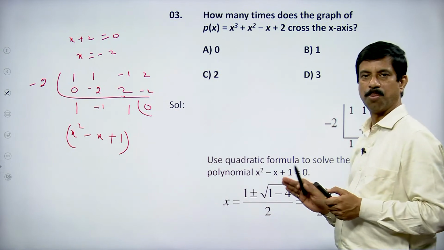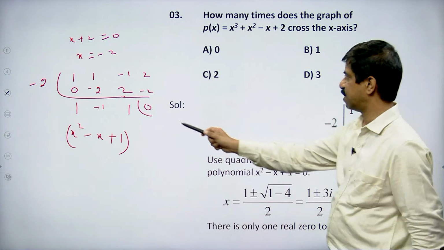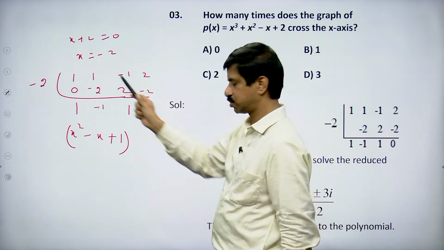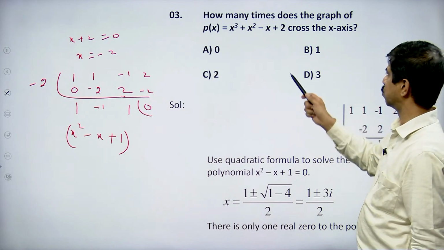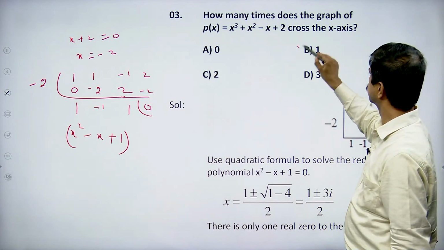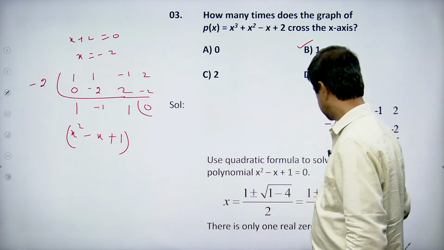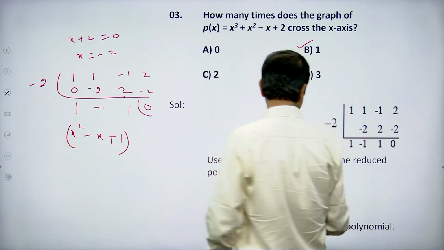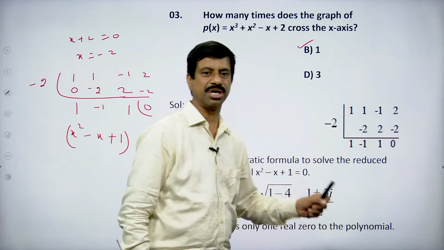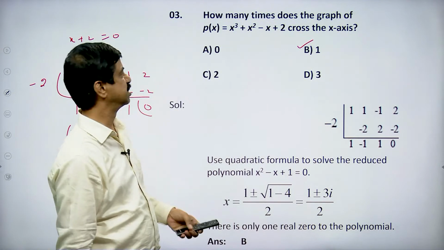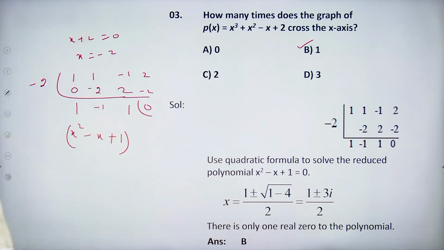So, that means it has no more real roots, which means it will cut the x axis only once, because only one value we are getting, x equals minus 2. The other values are imaginary. So, it should cut the x axis only once, right children, because only this is the value which is satisfying. The other values are imaginary, so they are not real roots. Therefore, it cuts the x axis only once. So, option B satisfies.